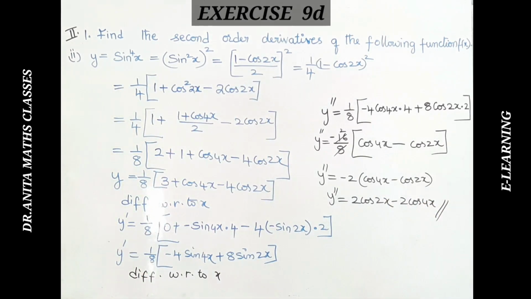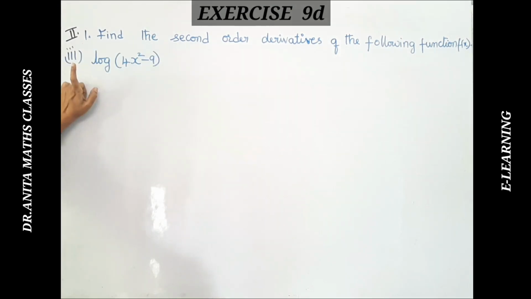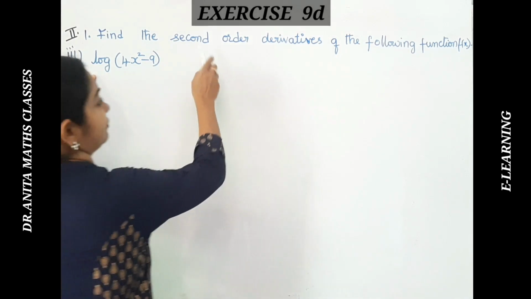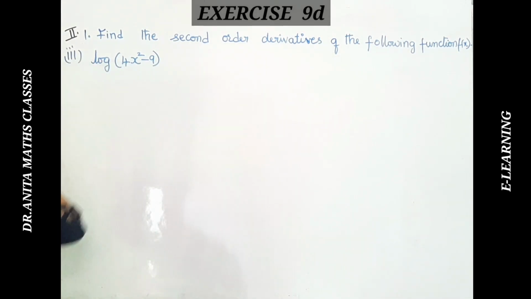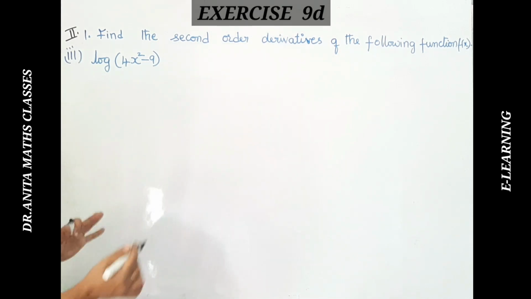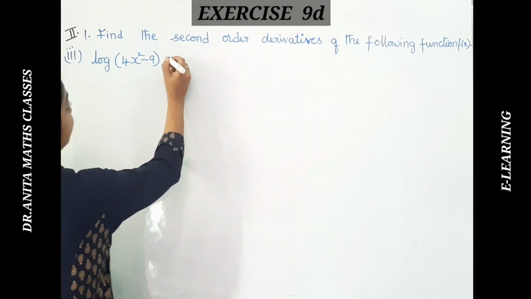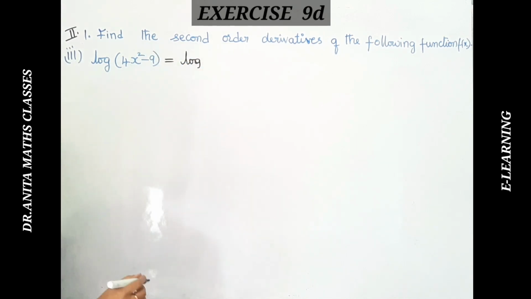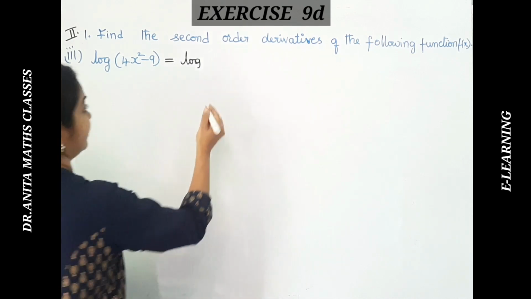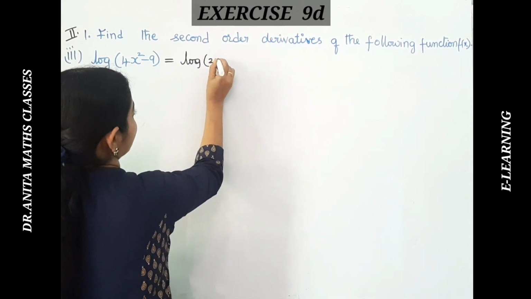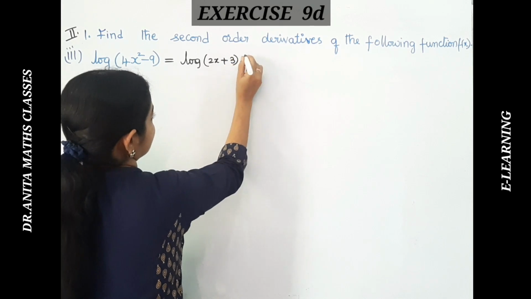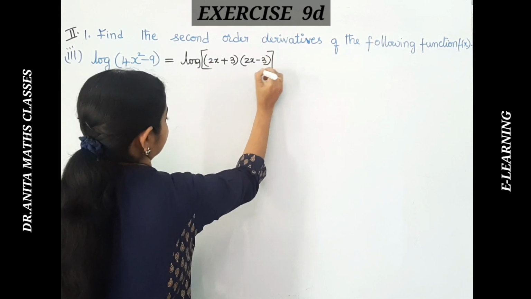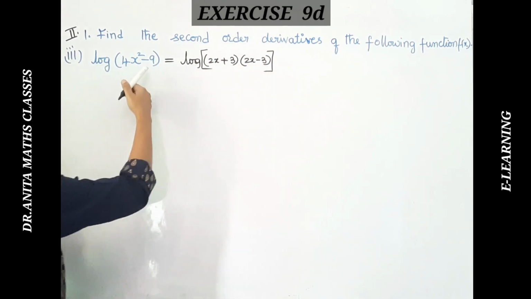Note it and pause. The third one: log of 4x square minus 9. So this is a function where we have to find the second order derivative of this function f of x. Now here first we will simplify the function, then we will proceed. Here we can write this as log of, this is in the form of a square minus b square. So that comes a plus b into a minus b, we will resolve it. Okay, so a is 2x, a plus b I can write this, and a minus b I can write. Yes, log of this a plus b into a minus b, that is 4x square minus 9.